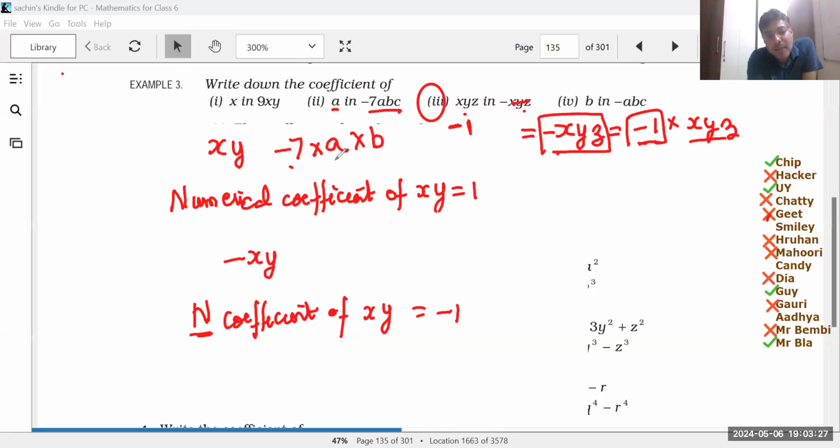Similarly, for the coefficient of a in -7abc: -7abc is equal to -7 into a into b into c. अब मैंने a हटा दिया, क्या बच गया? -7bc. So everything is in the product form. Understood now guys? Yes. Do the fourth question, don't get it wrong.